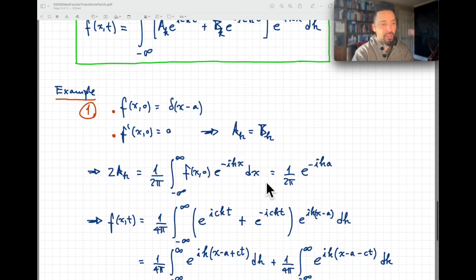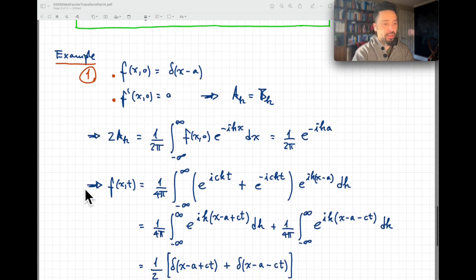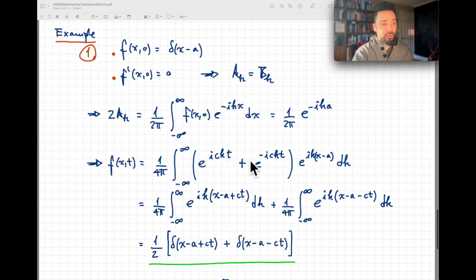That's the way I wrote it. Again, because a_k and b_k are equal, there's a common factor e to the minus ika, and so I just put it up here with the spatial part of the dependence. And now we can separate these two terms, e to the i ckt and e to the minus i ckt. If you want, you can join them together if that's how you like to do the integral.